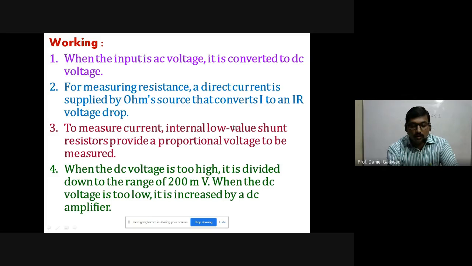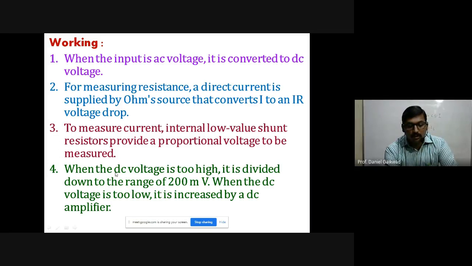That current will flow through that resistor, and accordingly the voltage will be produced, and that voltage is proportional to that current. So potential is directly proportional to current, and that current will flow through the internal shunt resistor, and accordingly the voltage will be calibrated. Voltage is calibrated in terms of current, and that will display the amount of current here. Okay, so that is the number third point.